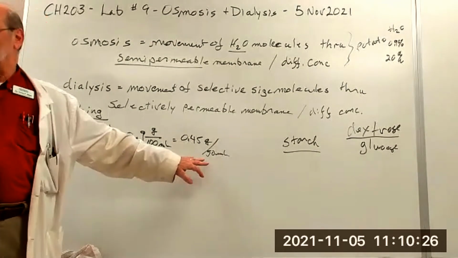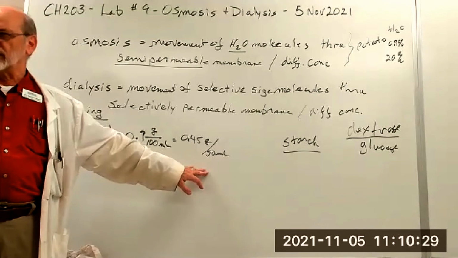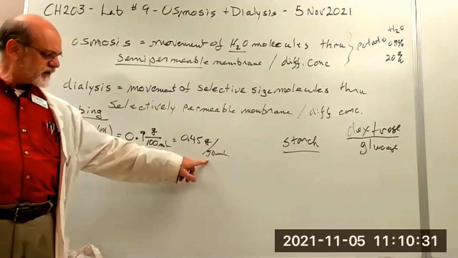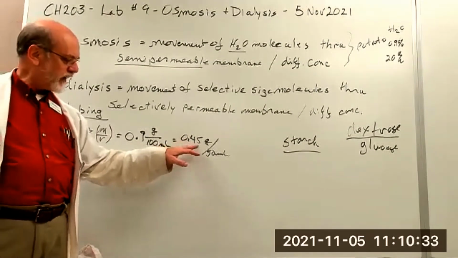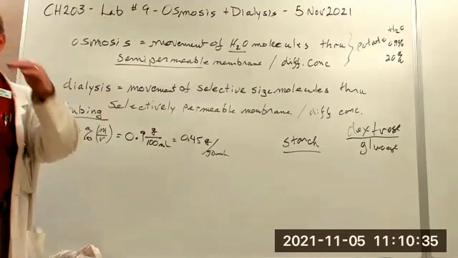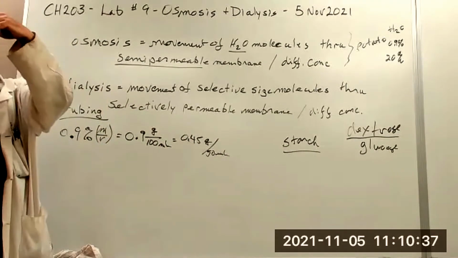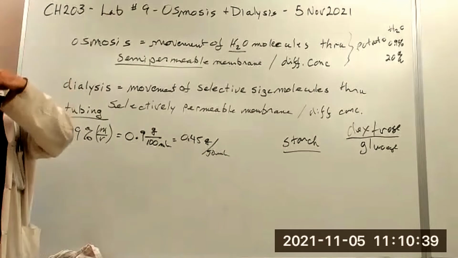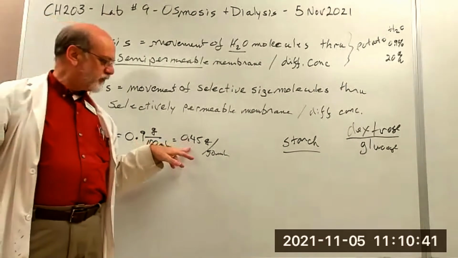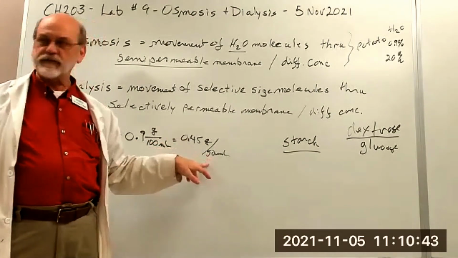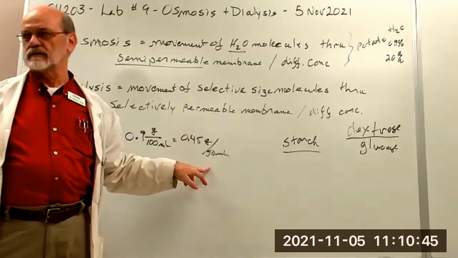And for convenience sake, it only has to be approximate. So instead of saying dissolve 0.45 grams in 50 milliliters of water in a graduated cylinder, just put 0.45 grams in your container and add 50 milliliters of water. That's close enough.